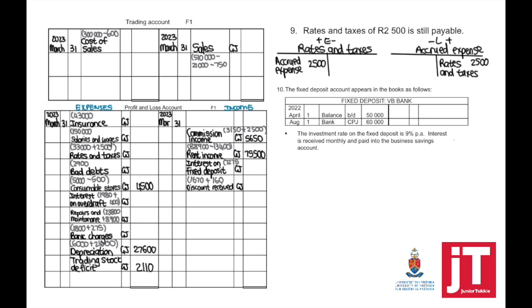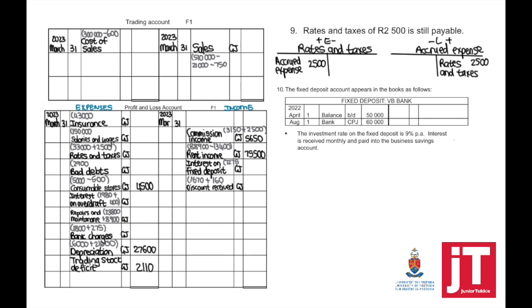Adjustment number 10. The fixed deposit account appears in the books as follows. We've got the balance on the 1st of April, 50,000, and on the 1st of August 2022, bank CPJ 60,000. The investment rate on the fixed deposit is 9% per annum. Interest is received monthly and paid into the business savings account. This means interest is not capitalized.